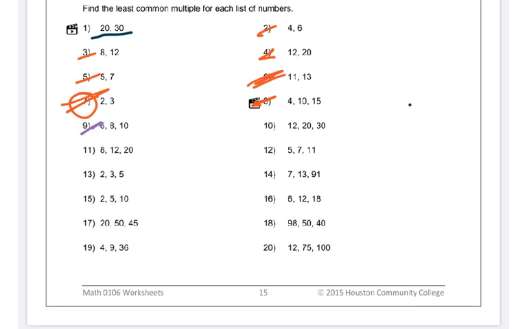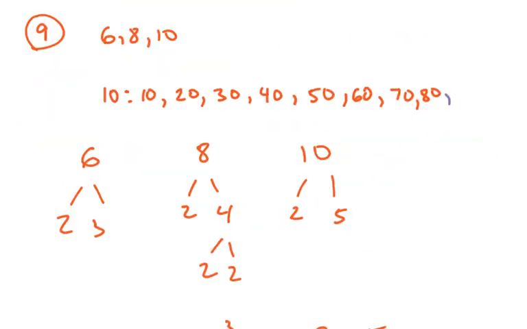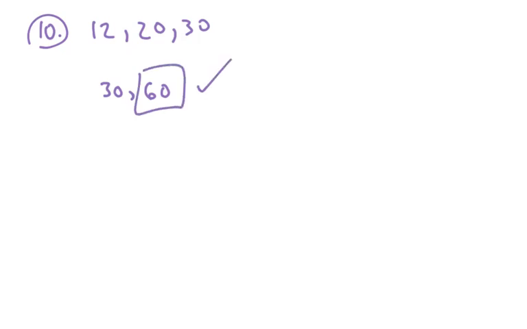Okay, let's see the next one. So that was number 9, number 10: 12, 20, and 30. So again, what I'm going to do is take the highest number, which is 30. I'm going to ask myself, does 12 go into 30? It does not. So I'm going to list the next multiple of 30, which is 60. Does 12 go into 60? It does. Does 20 go into 60? It does. There's my LCM.